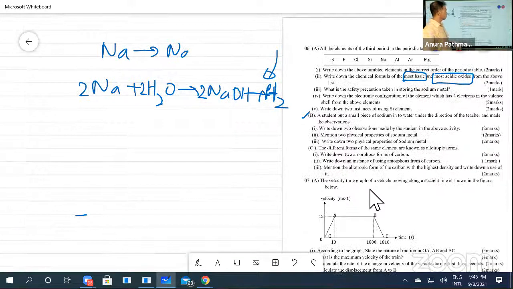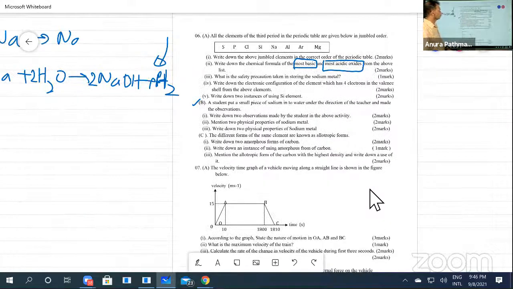Write down 2 observations made by the student in the above activity. When sodium metal is put into water, the chemical reaction. Have you seen that one? Have you seen the reaction of sodium with water? No, sir. I'm going to show it.